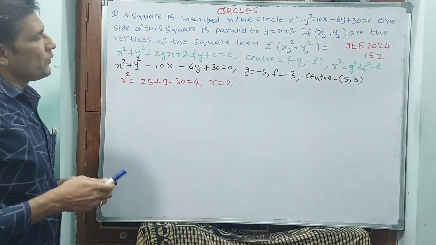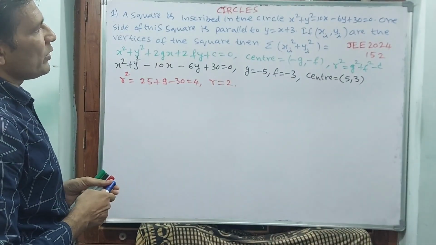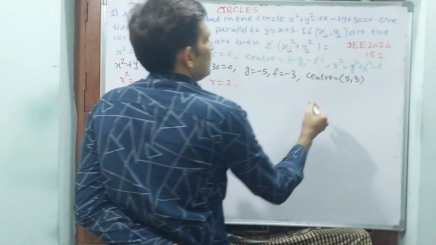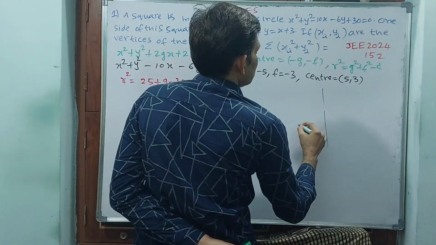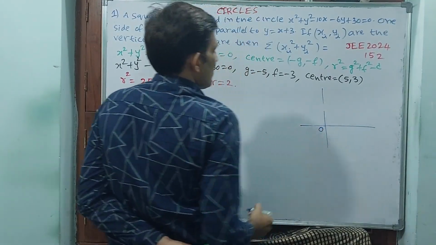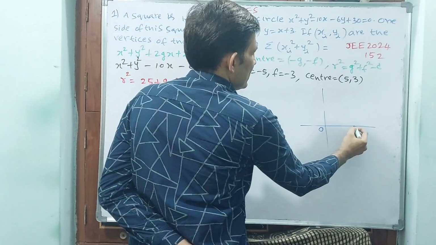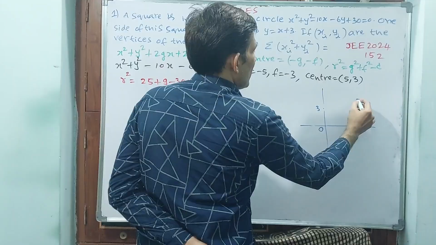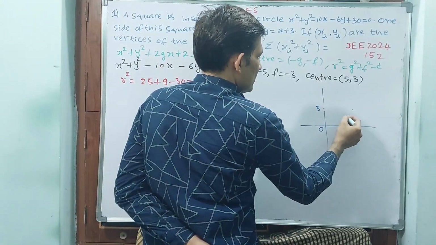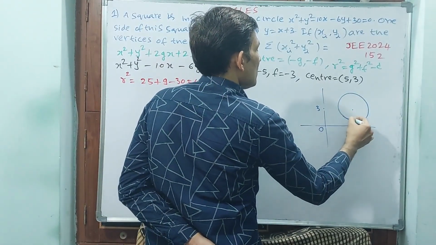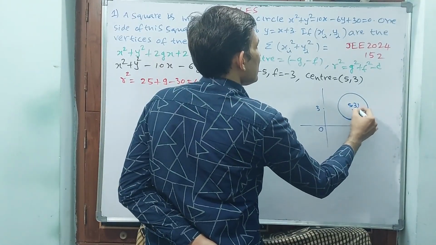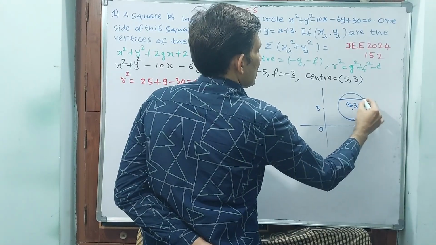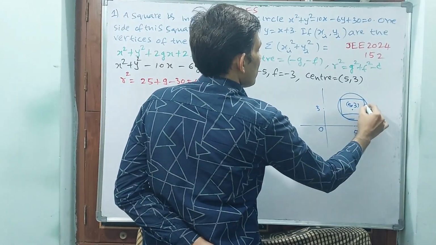Okay, now what I want to do, now I am drawing the figure. Observe carefully how I am drawing this figure. Okay, the circle figure I am drawing. This is origin, but the center is not at origin. Say this is 5, say this is 3. This is the center (5, 3), but the radius is 2 only. This will be the square.